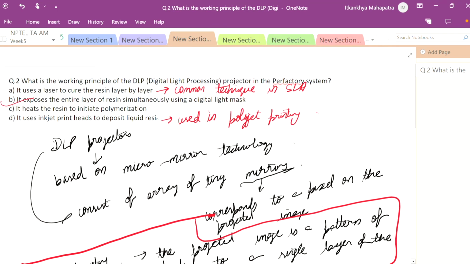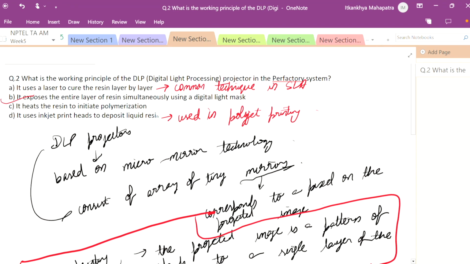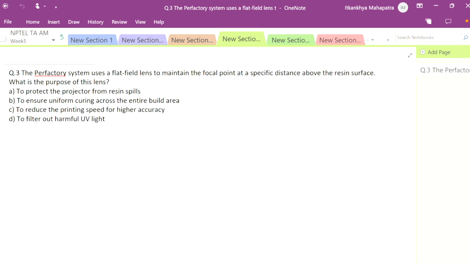Okay, so these were the reasons behind the working principle of the digital light processing projector in the perfector system. So now the next question. The perfector system uses a flat field lens to maintain the focal point at a specific distance above the resin surface. Now, what is the purpose of this lens? Any answers?